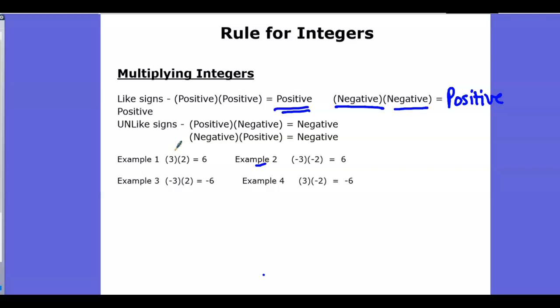A negative times a positive is also a negative. So they both have to be the same for it to be positive, okay? So here we have 4 examples.